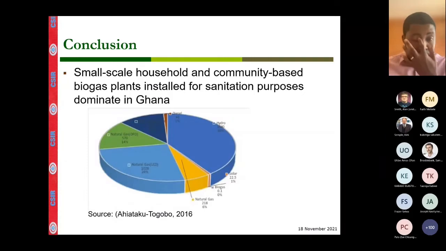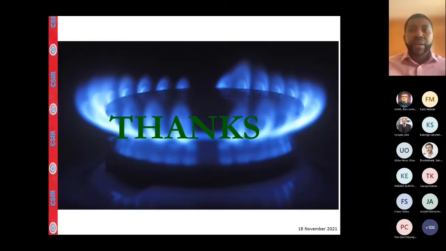Okay. So thank you for listening. This is just a blue flame from a biogas plant from our office. This flame is a real flame that we generate from our office, from our biogas system.